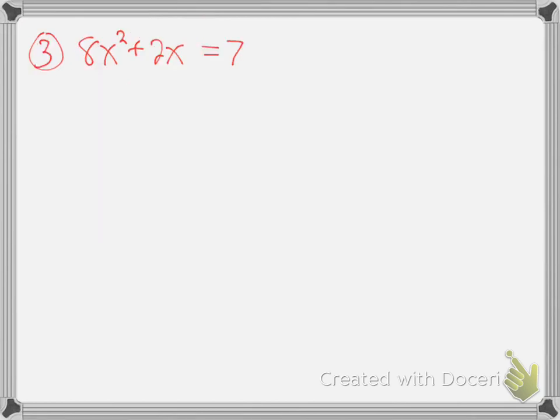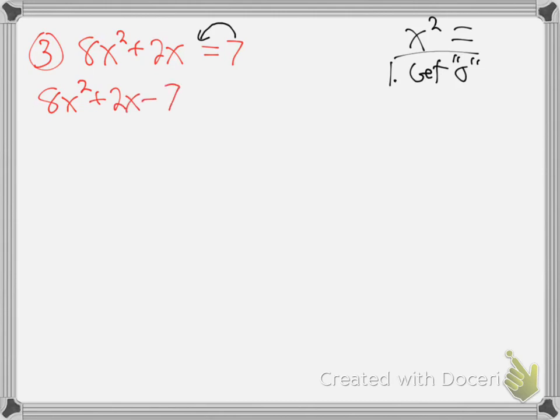Okay, so on number 3, now things are going to be different on this problem. Remember, when you have x squared with an equal sign, step 1 is get a 0. So I'm going to jump this 7 over. So when I do, this will become 8x squared plus 2x minus 7 is 0. So I got a 0 on one side. That's the first step, get a 0.